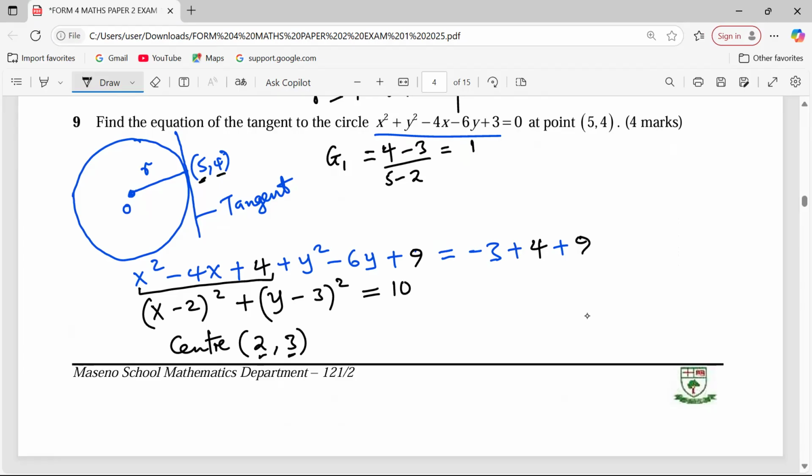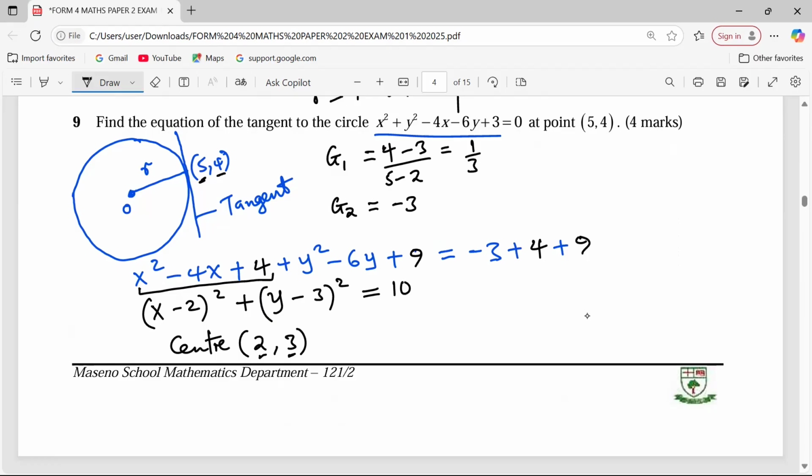This is going to be 1 over 3. If the first gradient is a third, that is the gradient of the radius, then it means that the gradient of the tangent, which is gradient 2, shall be -3. It is becoming -3 because the radius and the tangent are perpendicular to one another, and the product of their gradients should give us -1. If it should give us -1, then a third can only be multiplied by -3 to give us -1.